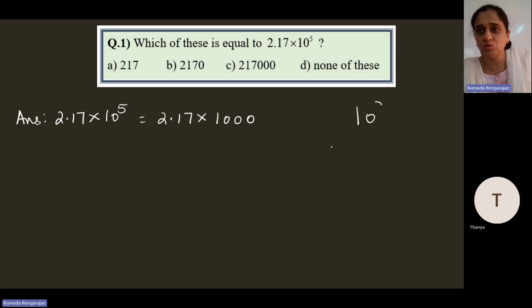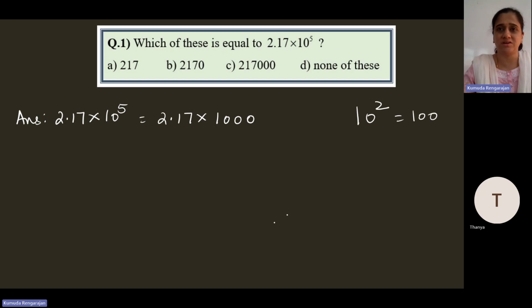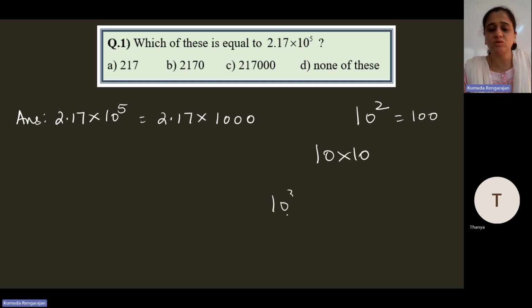If it's 10 to the power 2, it is 1 followed by 2 zeros because 10 into 10 is 100. So 10 squared means 10 into 10, and 10 cubed, meaning to the power 3, means 10 into 10 into 10. So 2.17 into 10 to the power 5 is 2.17 into 1 followed by 5 zeros: 1, 2, 3, 4, 5 zeros.